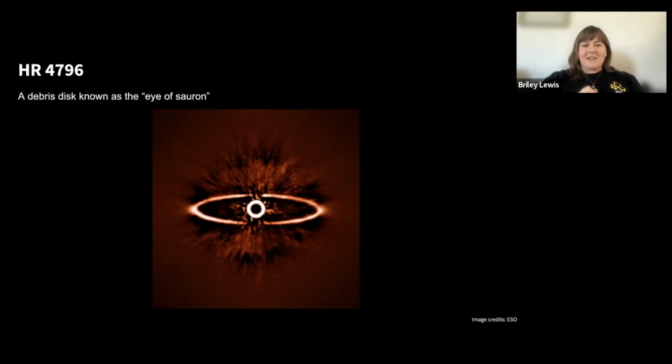So this is HR 4796. It's a debris disk known as the Eye of Sauron, for, I think, obvious reasons if you've seen Lord of the Rings. And it's really interesting that we can see this ring of dust. An analog to this in our own solar system is our Kuiper belt, where we've got a belt of rocky, icy debris that is orbiting on the edges of our solar system.